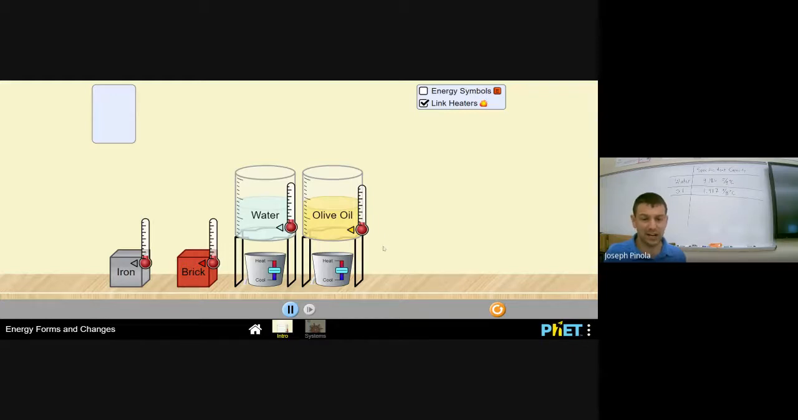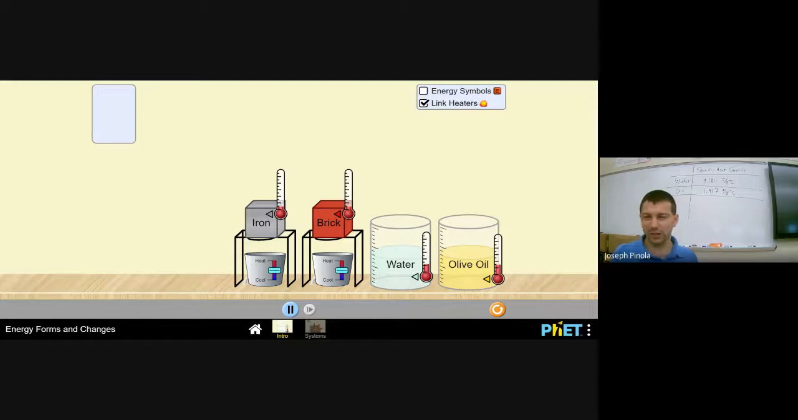That means that olive oil will change its temperature more dramatically when it is exposed to the same amount of heat. Let's have a watch in our simulation and verify that that's true. 3, 2, 1. As you can clearly see, the temperature of the olive oil has changed very dramatically, and the temperature of the water, well, it has gone up. But due to water's higher specific heat capacity, it is not as dramatic a change as the change in temperature of the olive oil.